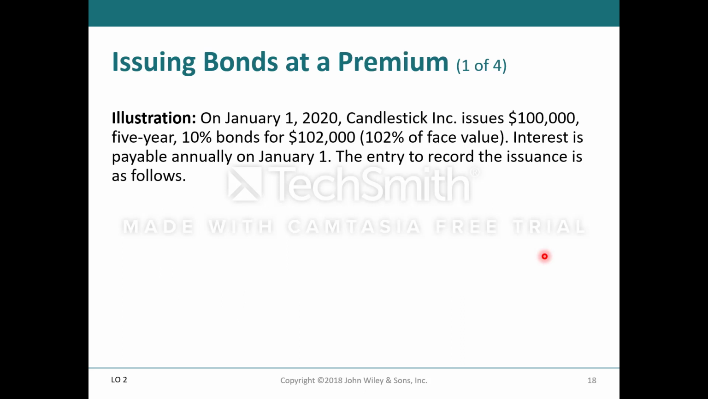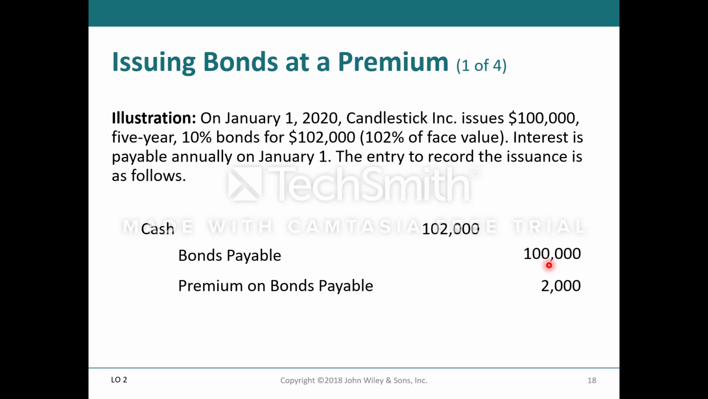On January 1st, 2020, Candlestick issues $100,000 5-year 10% bonds for $102,000. So now they're issuing at a premium, 102% of the face value. Interest is payable annually again on January 1st. The entry to record the issuance is as follows. Again, you're going to receive cash. This time you're receiving $102,000 because you sold them at a premium. Bonds payable is going to be credited for the same $100,000, but you're also going to credit a premium on bonds for the $2,000 difference.